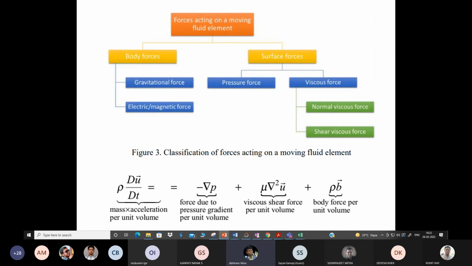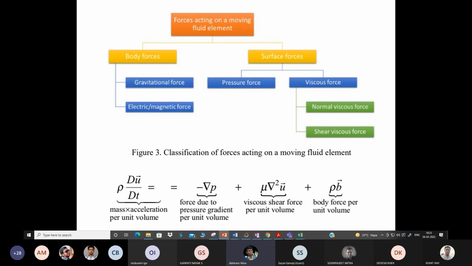Now let us look a little bit closer at the Navier-Stokes equation. Any questions? If you have any questions, you can ask me. Stop me and ask me. Otherwise, mute your mic.